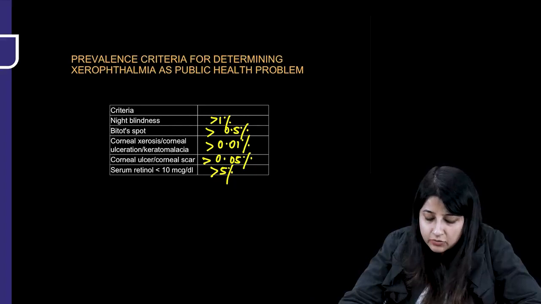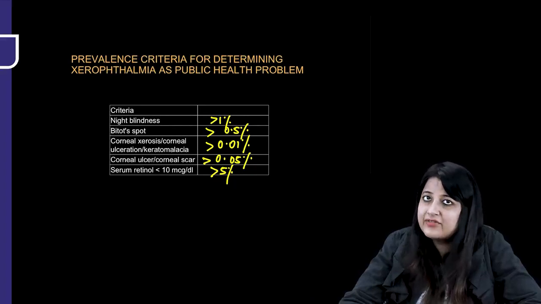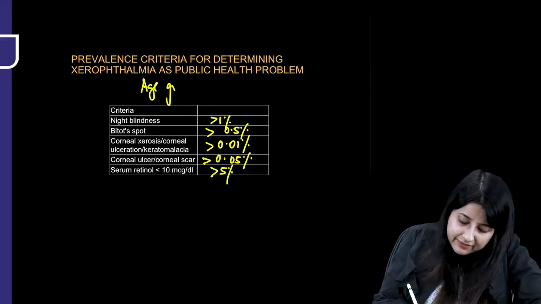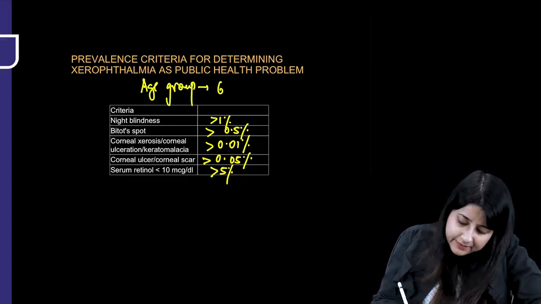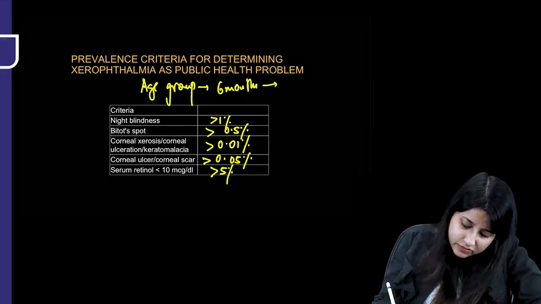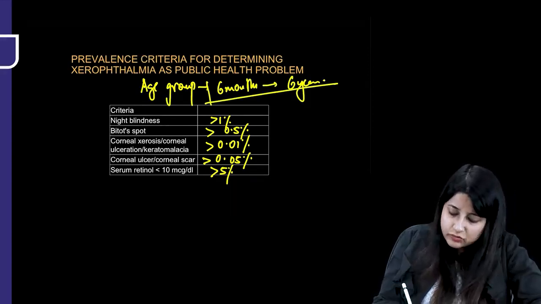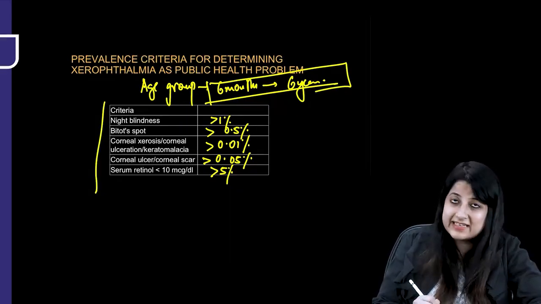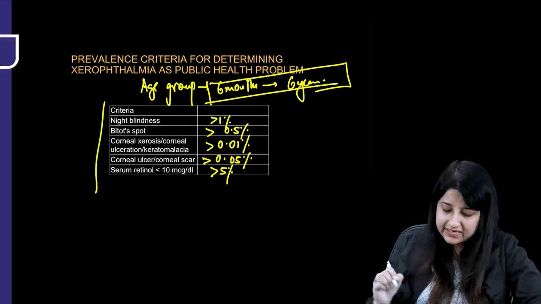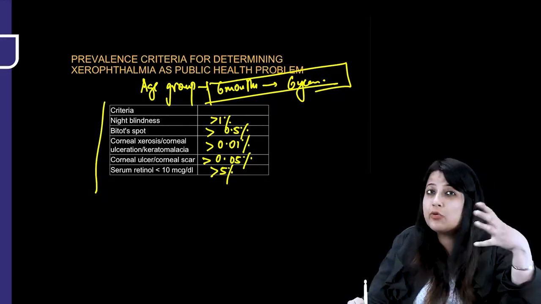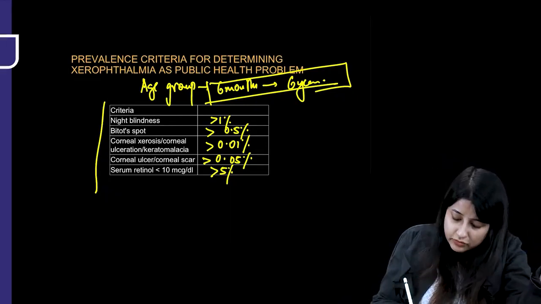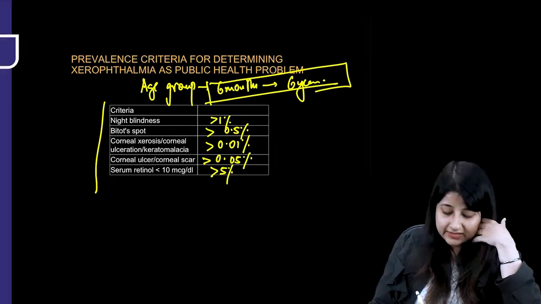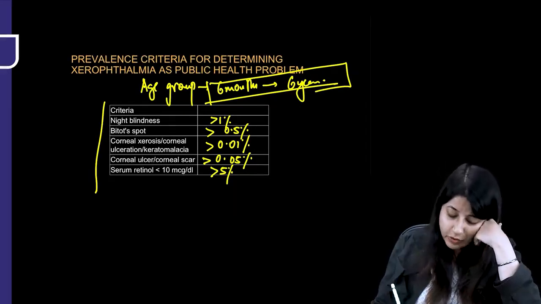Now look at this. We all know that we need to classify whether vitamin A deficiency is a public health problem or not. So in which age group are we looking for the prevalence criteria? Please remember, 6 months to 6 years, okay. In this age group, we are looking at prevalence of these particular criteria to determine whether vitamin A deficiency is a public health problem or not. Night blindness is the most common symptom, so it has to be present in more than 1%. Bitot's spot is more specific, so more than 0.5%.